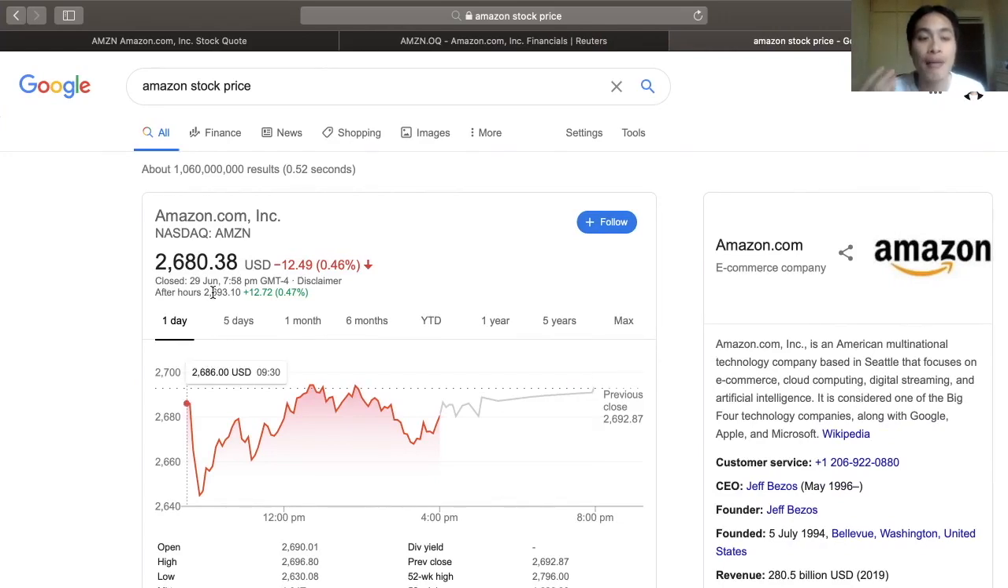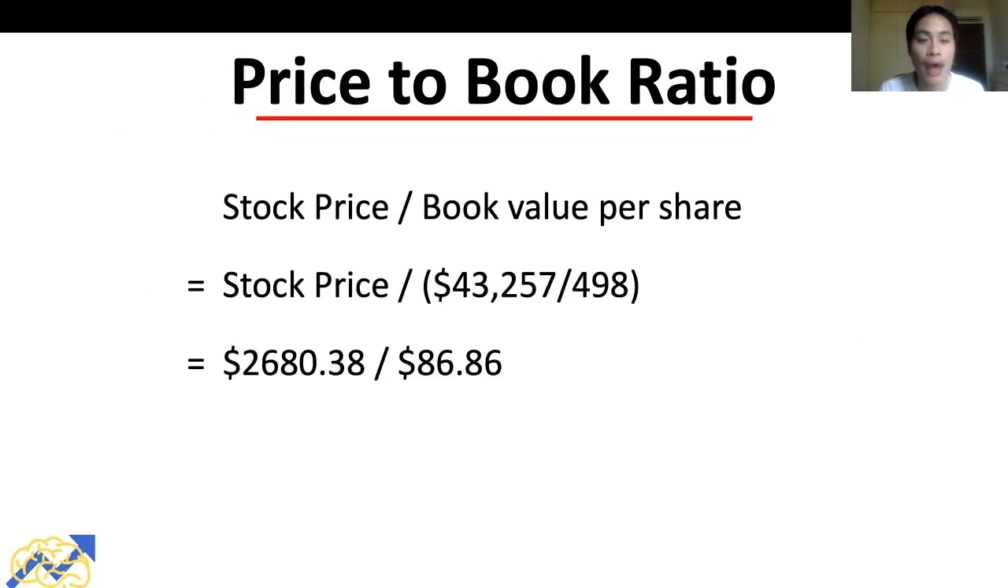So we plug in Amazon's current stock price into the formula and we'll get this number here. And then we'll derive Amazon's price to book ratio. So Amazon's price to book ratio is 30.86. And that is how we calculate the price to book ratio of a company.